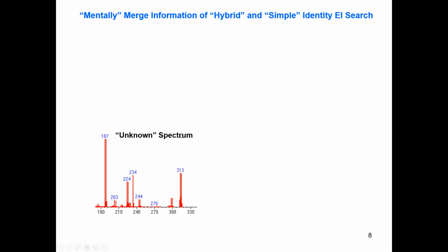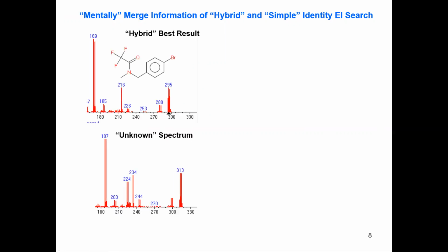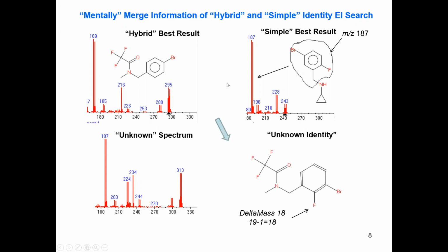It looks like it weighs 313. And if you knew mass spec well, you'd know that that has at least 1 bromine isotope. And here's our hybrid best result. So it tells us again, it's there, but there's a bromine missing from this because this is 18 higher in molecular weight. We know from the simple results that it has to have this part of the molecule. And so we propose our unknown as having a fluorine and a bromine on the ring somewhere, and go talk to our customer and see if it makes sense.